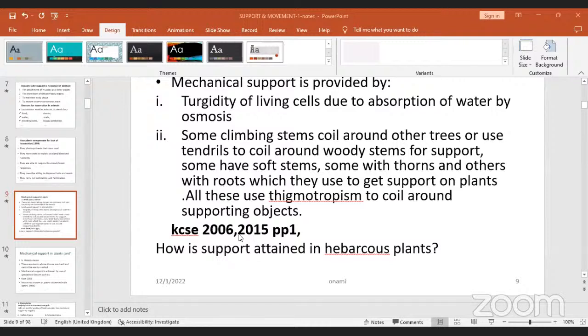So there's a question in 2006 and 2015: how is support attained in herbaceous plants? We are asked this question. You answer using the main point that cuts across all the herbaceous plants. That is turgidity of the cells that is attained by absorption of water through osmosis.